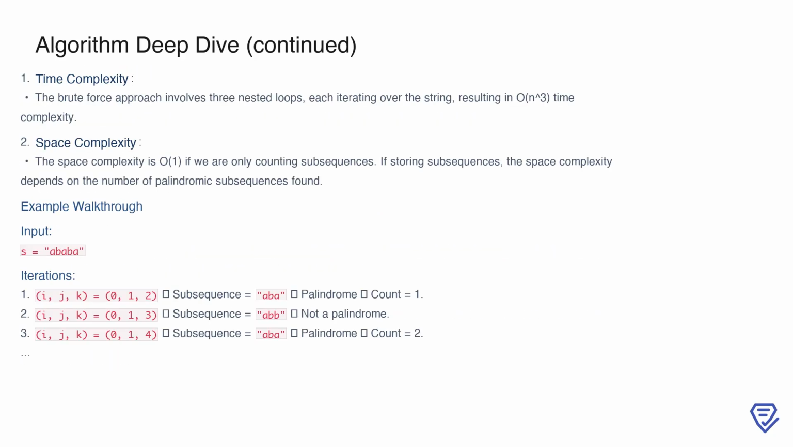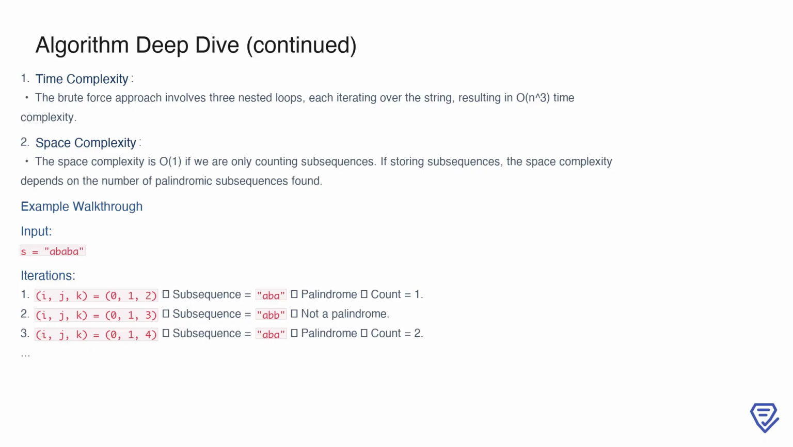When analyzing the complexity of the brute force approach, the time complexity is O(n cubed) due to the 3 nested loops iterating through the string. Each loop processes the string length n, so for larger strings, this approach becomes computationally expensive. The space complexity, however, is O(1) if we only count the palindromic subsequences, as no additional memory is required. If we store the subsequences, the space complexity depends on the number of palindromes found.